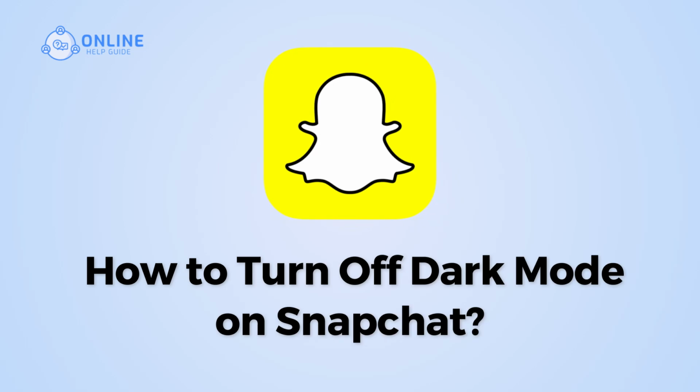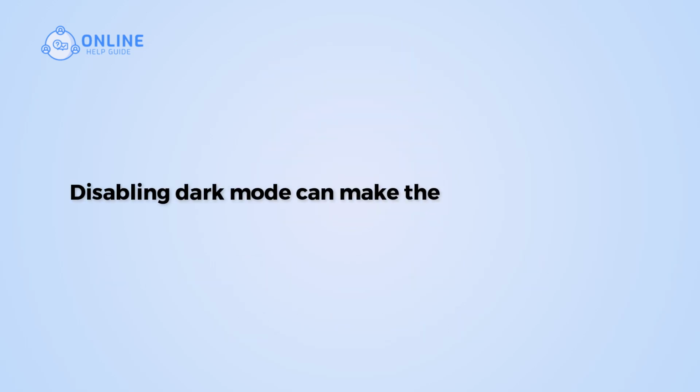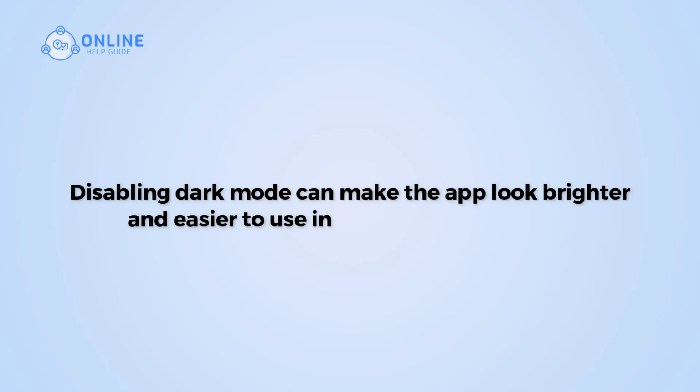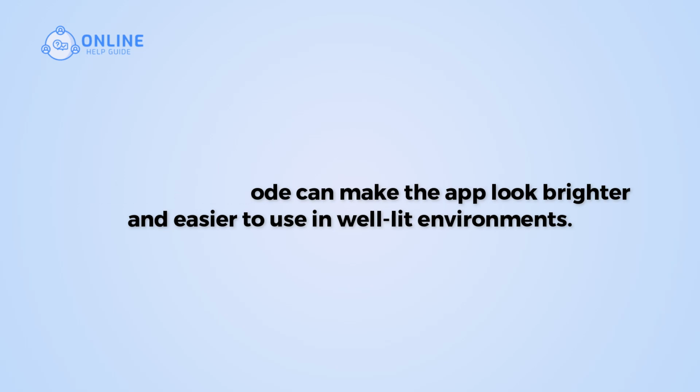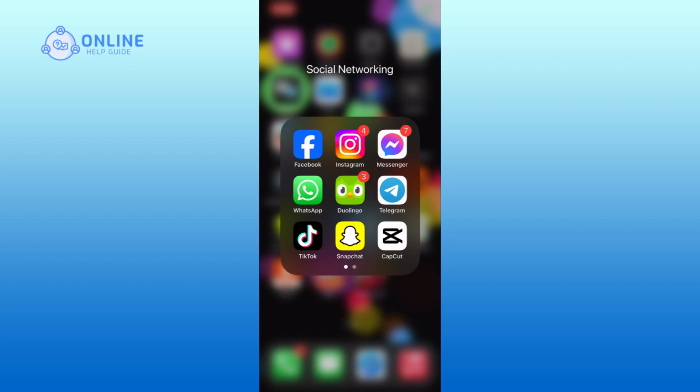Dark mode on Snapchat. Disabling dark mode can make the app look brighter and easier to use in well-lit environments. So let's get started on how to turn off dark mode on Snapchat.